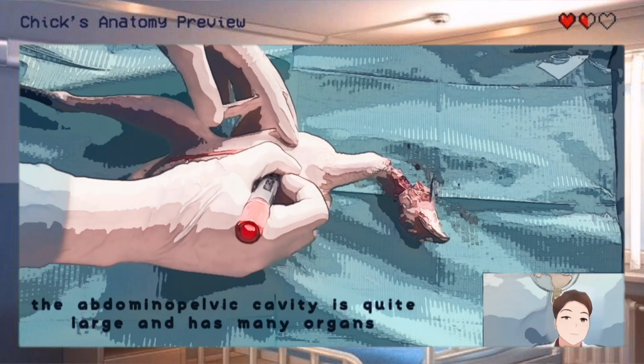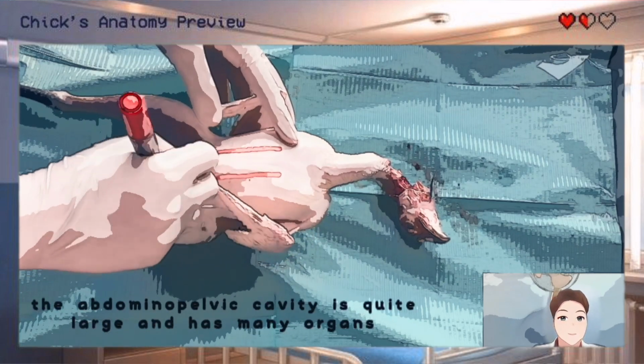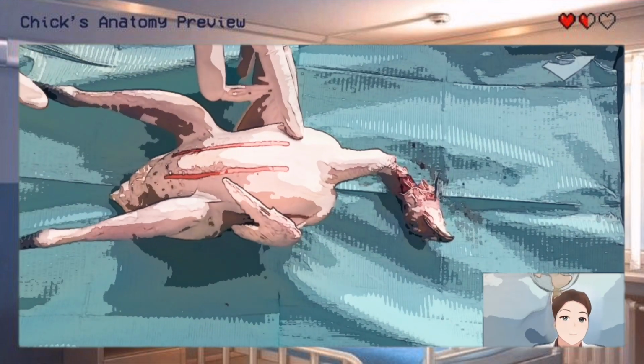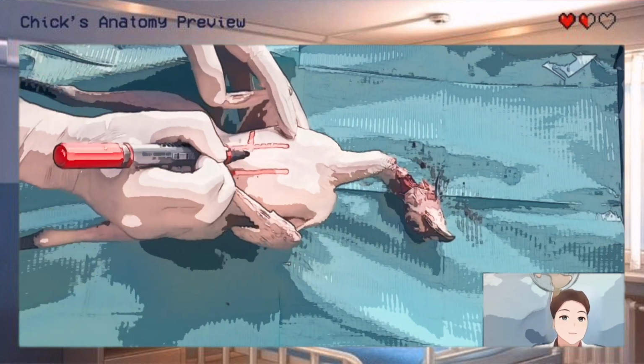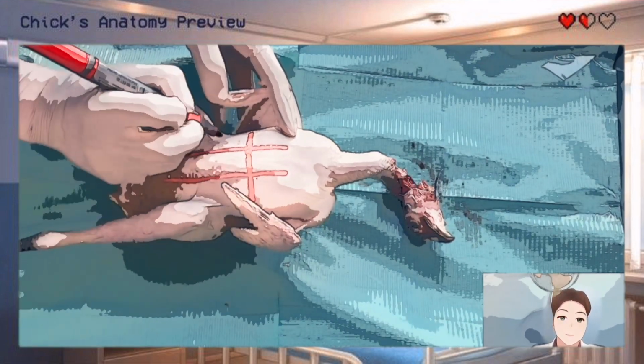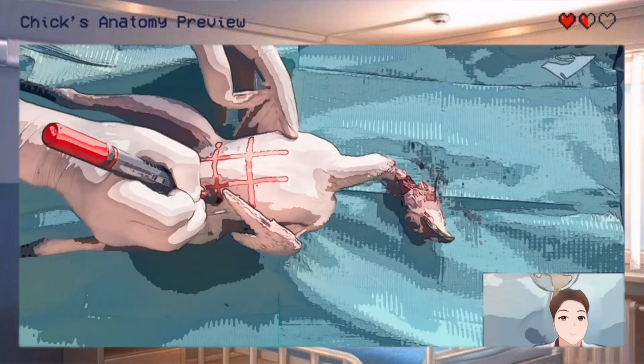Since the abdominopelvic cavity is quite large and has many organs, it is divided into 9 different regions or quadrants by a scheme in order to divide it into smaller areas and be able to study its parts with ease.